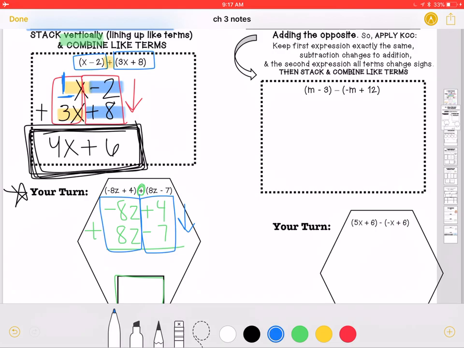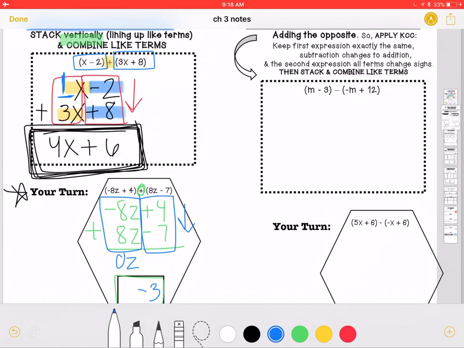So now I have positive 4 and a negative 7. They're different signs, so you should have subtracted them. 7 minus 4 should have given you 3. And take the sign of the larger number, so it should be a negative 3. Next, a negative 8z and a positive 8z. Different signs, we would subtract them. What does 8 minus 8 give you? 0z.